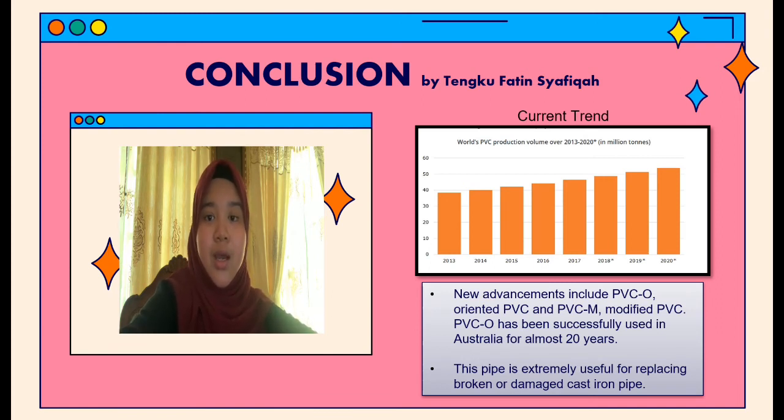So now I want to talk about the current trends of PVC. In this graph, it shows the world PVC production volume from 2013 until 2020. In volume terms, the global market size is projected to come close to 53.81 million tons in 2020. The graph of world PVC production increased rapidly from 2013 until 2020.